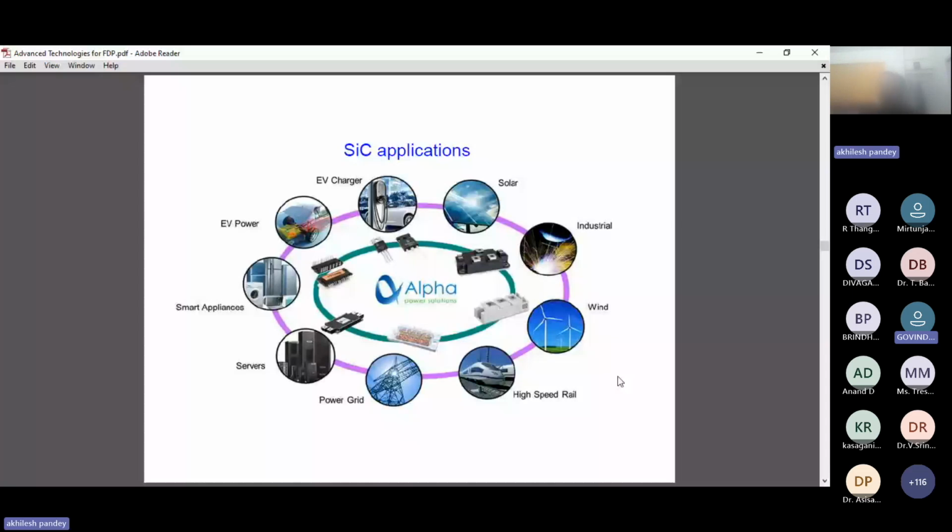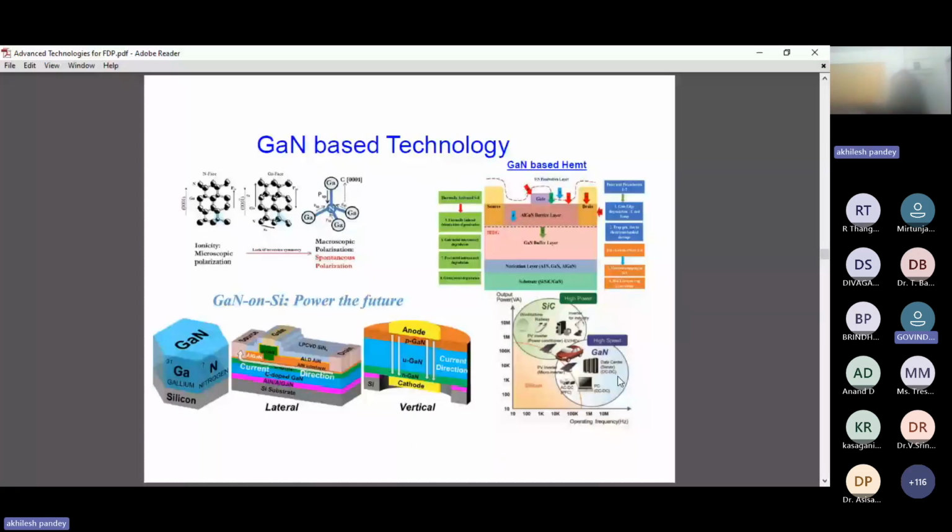Now come to the gallium nitride based technologies. In gallium nitride, everybody knows it has an anisotropic nature. Both spontaneous as well as piezoelectric polarization will exist because of its non-centrosymmetric nature. So this is the crystal structure of gallium nitride. This is the nitrogen face. This is the gallium face. And along the 000C direction, due to ionicity, there is microscopic polarization, and due to lack of symmetry, there is spontaneous and macroscopic polarization.